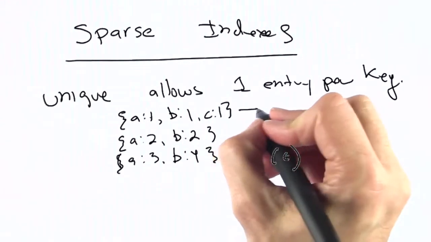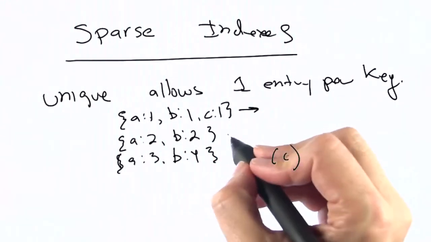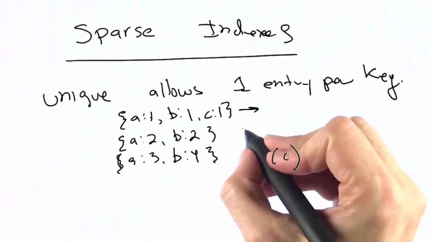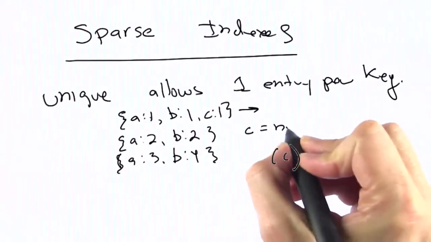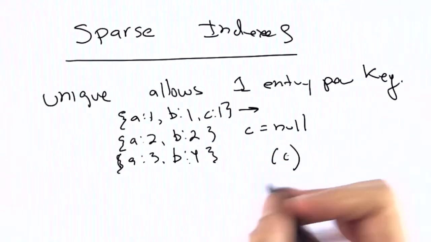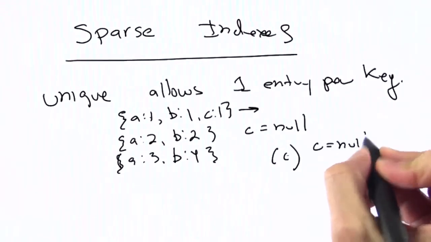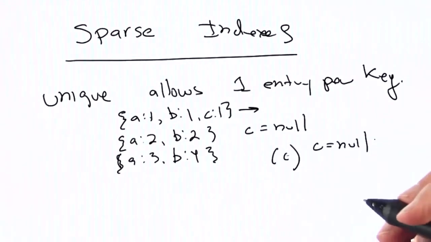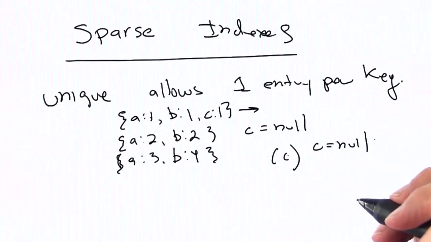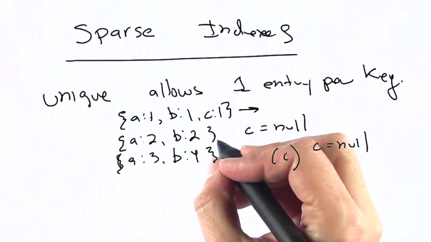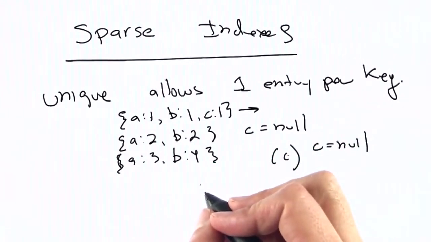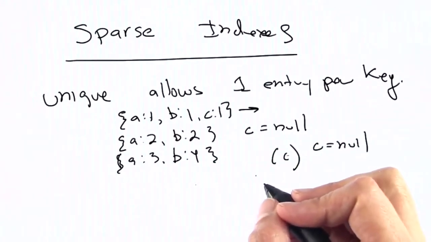Well, that's fine for the first document. But for the second document, C does not have a value, and so the database considers C to be null. And for the third document, the database considers C to be null. But unique means each key can only be in the index once. And so if there are multiple documents where the key is null, you can't create the index. You don't want to drop the dupes.